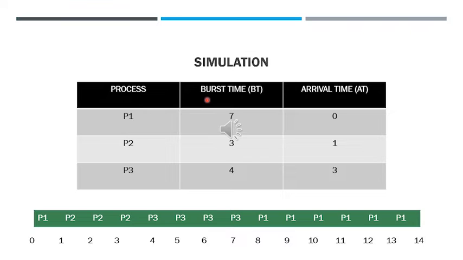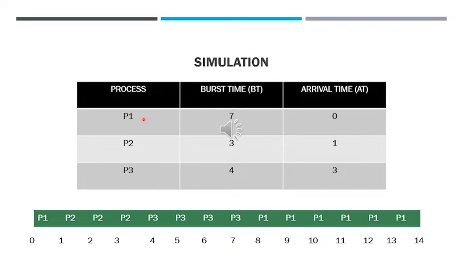Burst time is the amount of time required by a process for executing on the CPU. It is also called execution time or running time. Burst time of a process cannot be known in advance before executing the process. It can be known only after the process has executed. Arrival time is the time when a process enters the ready state and is ready for execution. So let's go into the simulation.